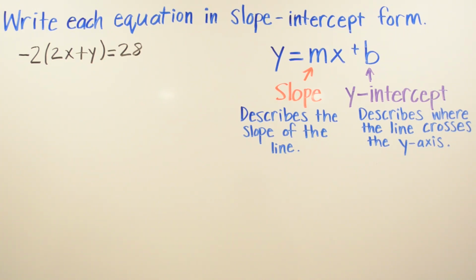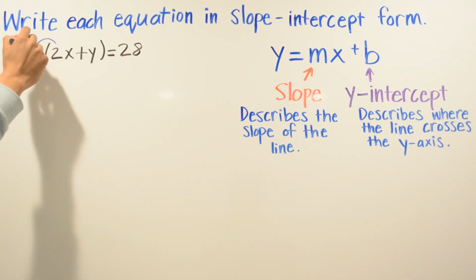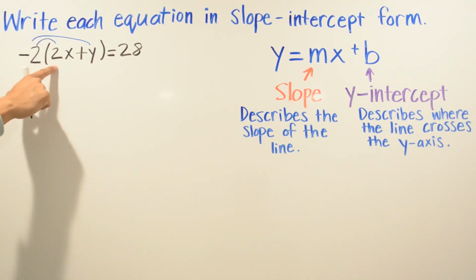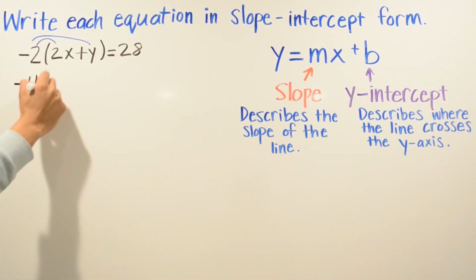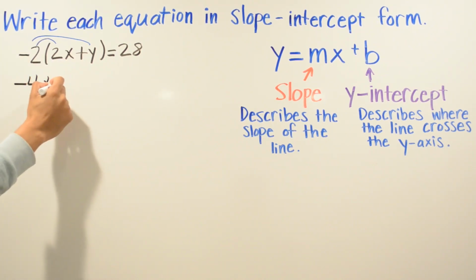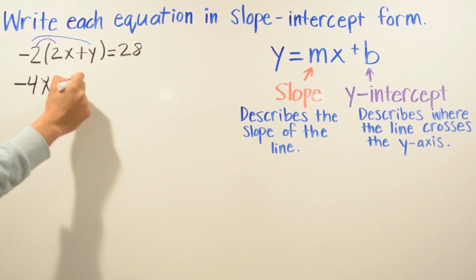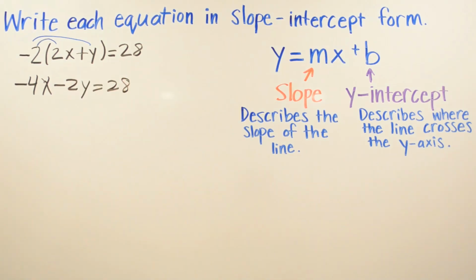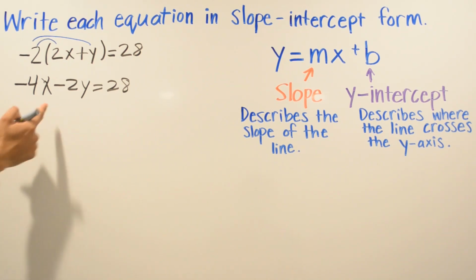In this problem we have negative 2 parentheses 2x plus y close parenthesis equals 28. So the first thing we're going to do is go ahead and multiply what's inside the parentheses. So then we're going to have negative 2 times 2 is negative 4x, and the negative times the positive is going to be a negative 2y equals 28.